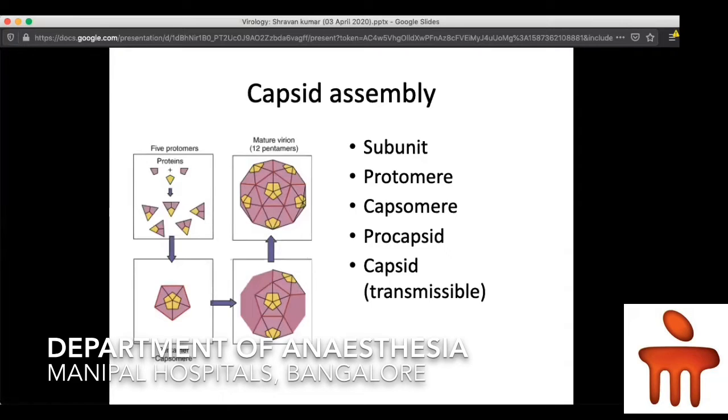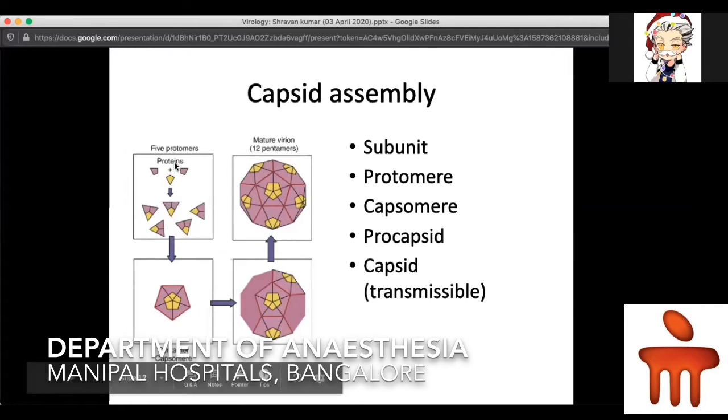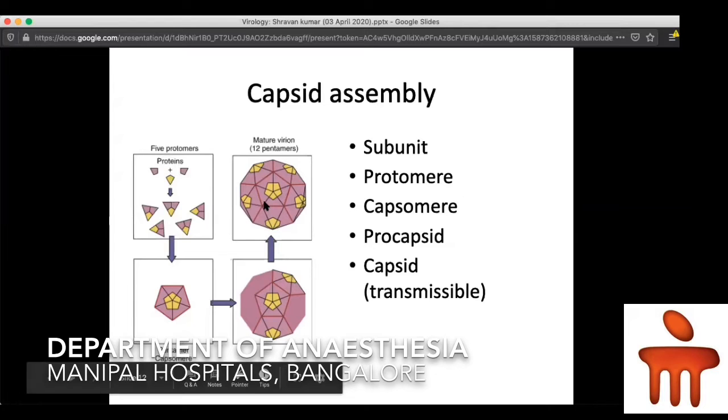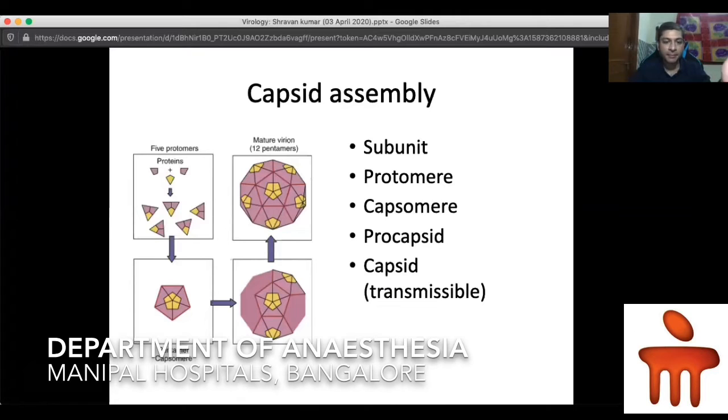Based on the understanding of how a capsid assembles, we can have an idea about the antiviral drugs that can be manufactured or what the pathogenesis of the naked capsid is. A capsid is assembled from the structural component, which is a subunit, following which there is a protomere, a capsomere, a procapsid, and finally the capsid. That is what is represented here as a chronological sequence. So this is about capsid assembly.